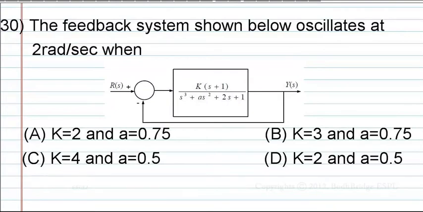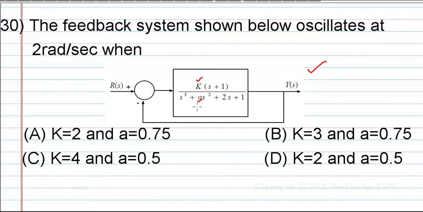Given the feedback system shown below oscillates at 2 radian per second, the options given are: k equal to 2 and a equal to 0.75; k equal to 3 and a equal to 0.75; k equal to 4 and a equal to 0.5; k equal to 2 and a equal to 0.5. He has given a control system and he is asking for what values of k and a.